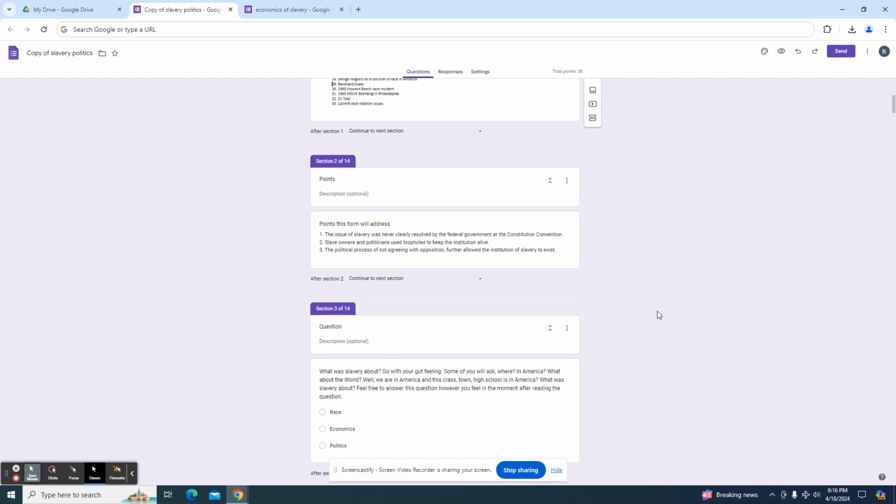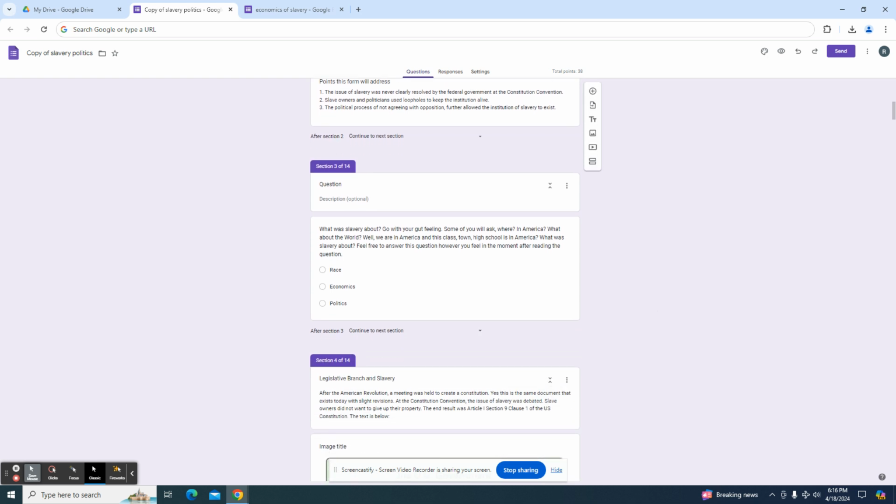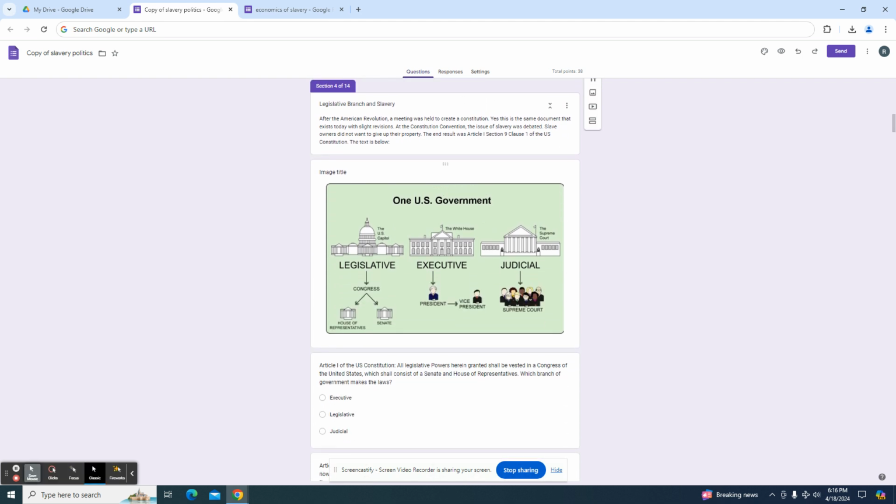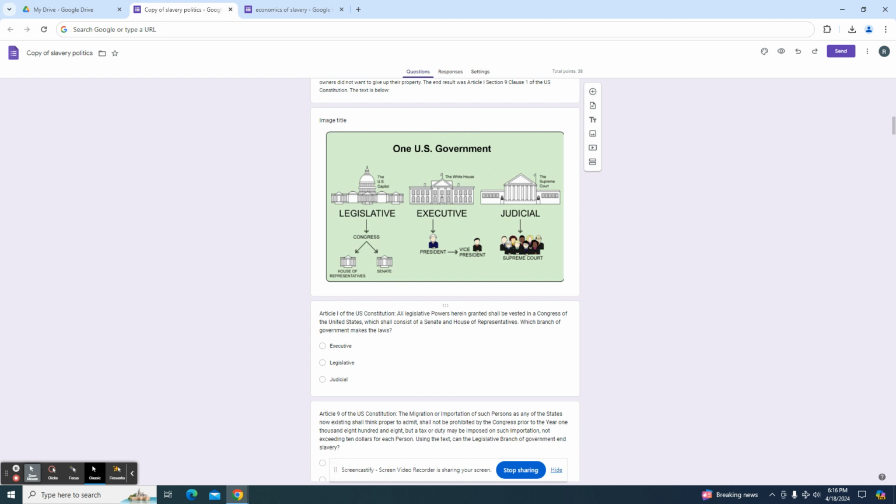This follows the same process. Same question: is slavery about, was it about race, economics, or politics? The focus here is to get students to think about the role of politics. That is the main focus for this one. And then it might be a repeat of some earlier information.